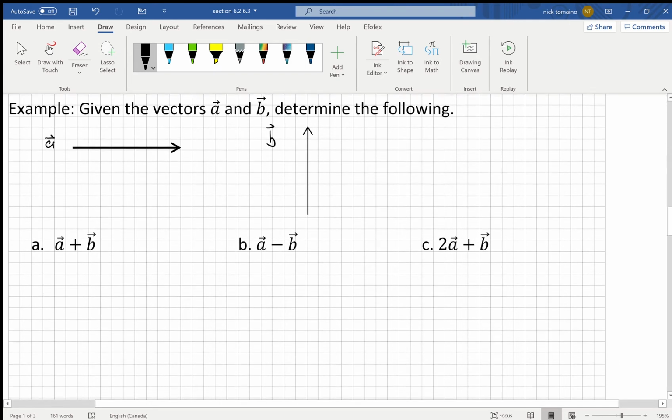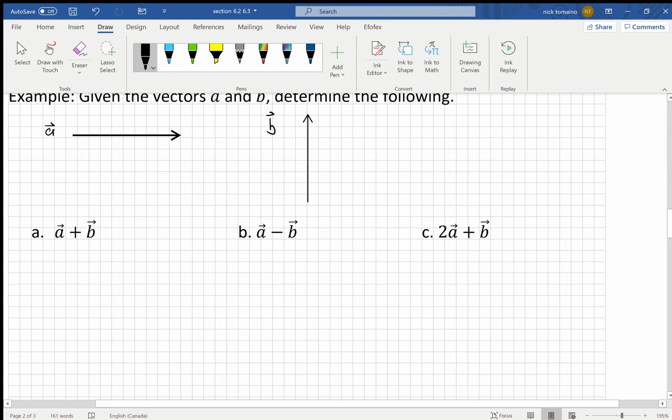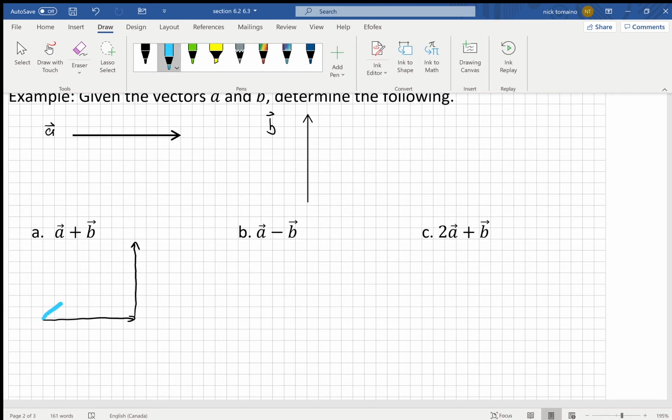So here's the example. Given vectors A and B, determine the following: A plus B. I like to draw out vector A first. So vector A is going this way and vector B is going this way. Again, I start at the tip, like that, and there is our A plus B. Now A minus B. Again, I showed you above, we have A, and minus B means we're going to draw it the opposite way. And here is A minus B.